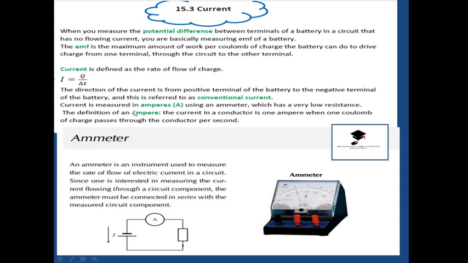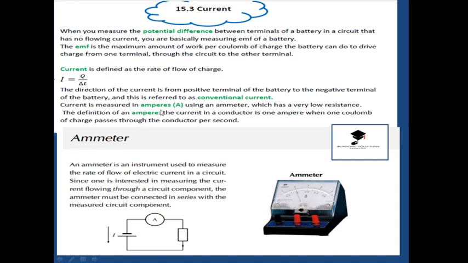And current is also measured in what we call amperes, which we represent with A, using an instrument that we call the ammeter. So if we want to measure the current in a particular complete circuit, we use this instrument which we call the ammeter. This is the picture of the ammeter that I'm showing you here, which is used to measure the flow of the charges in a complete circuit.